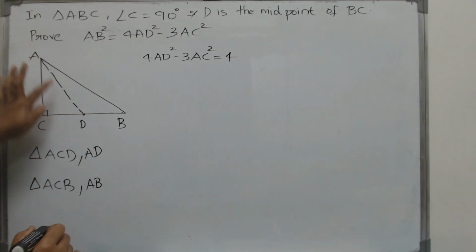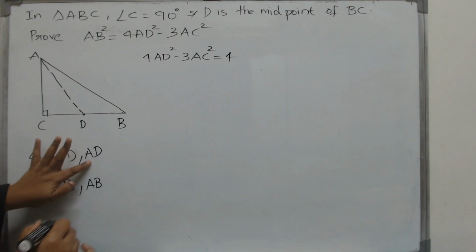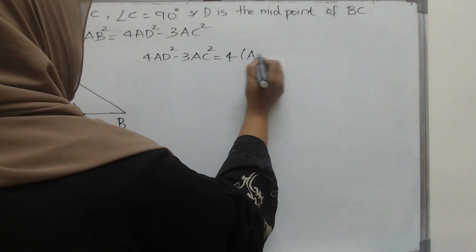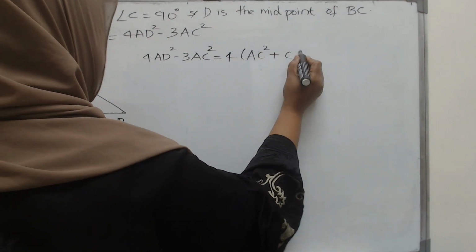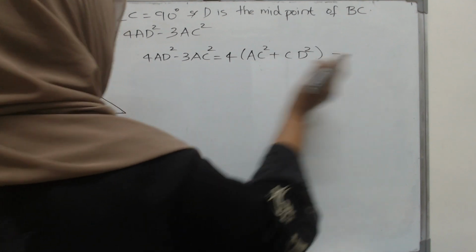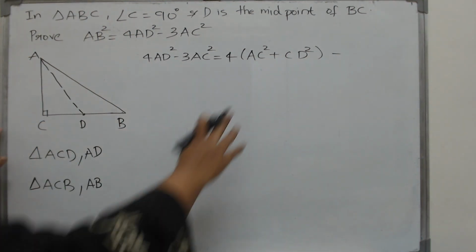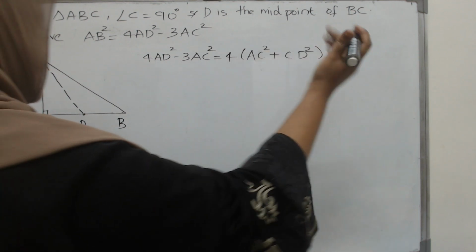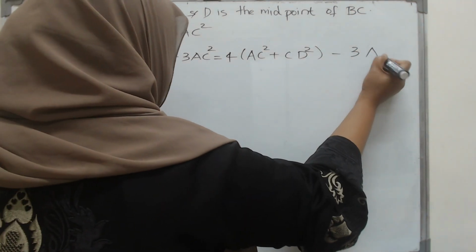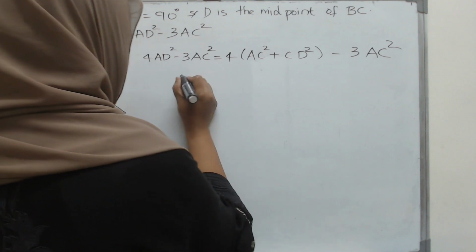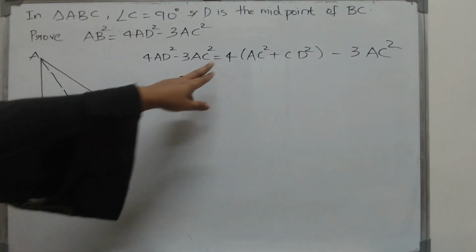AD square. Instead of AD square, it is the hypotenuse, right? Instead of that, you can write AC square plus CD square. Now I will keep the AC square as it is because we already have an AC here. That is going to get cancelled, right? So I'll keep this AC as it is. Then what do you see?